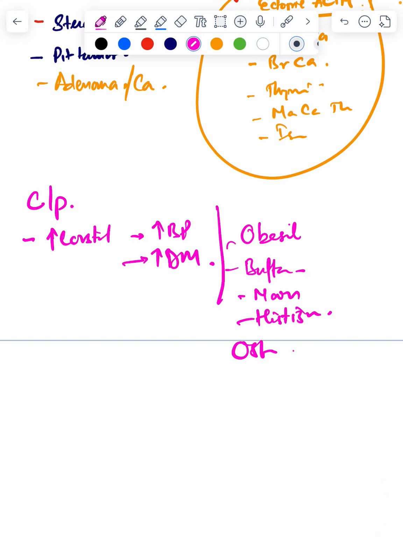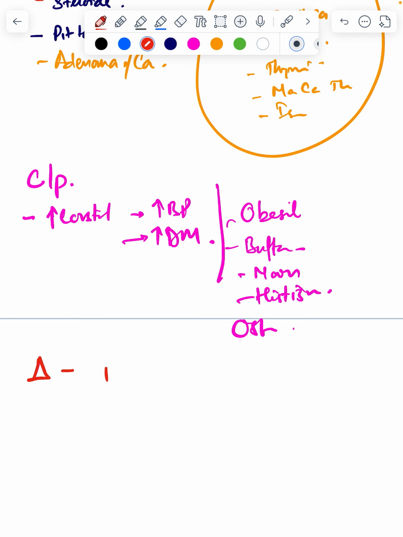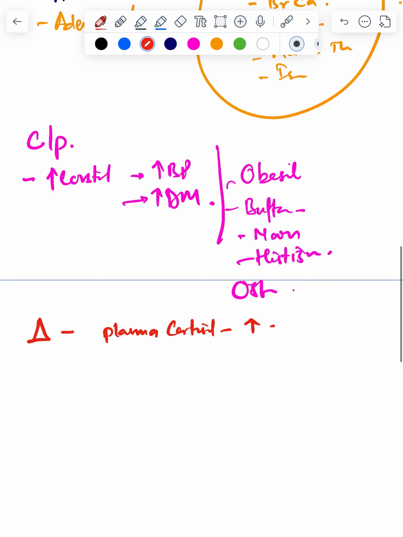Osteoporosis. So how is it diagnosed? Patient is having cortisol excess, Cushing syndrome. So you measure plasma cortisol, whether it is raised, and 24 hours urinary cortisol.